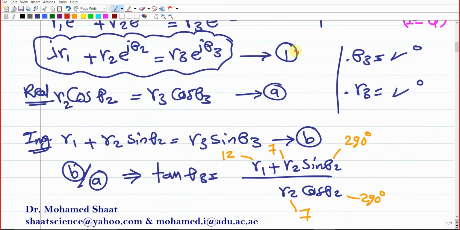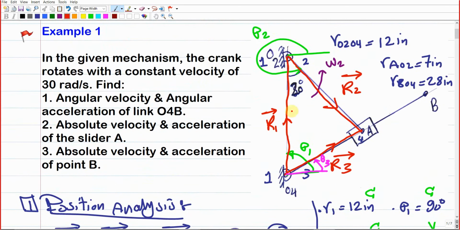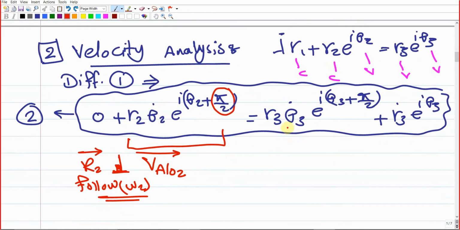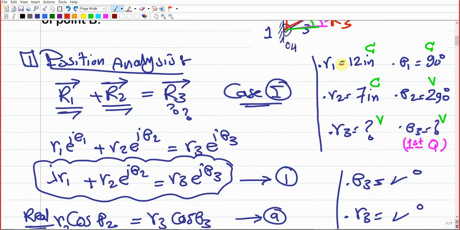And omega 2, as given there, is already rotating in the clockwise or counterclockwise direction. It means that the velocity of point A should be perpendicular to R2, going in the same direction as omega 2. Make sense? So this is for the first term. The second term, both belong to the R3.